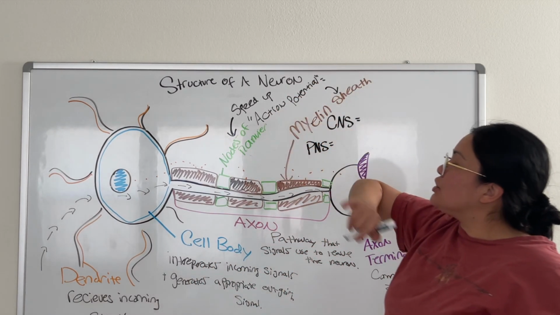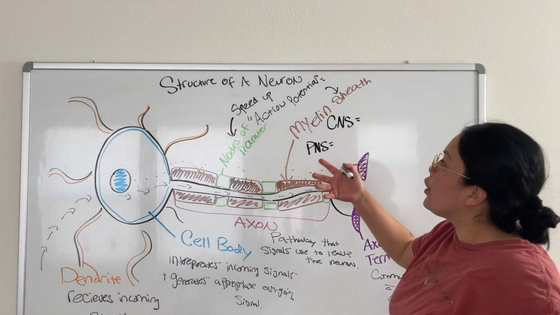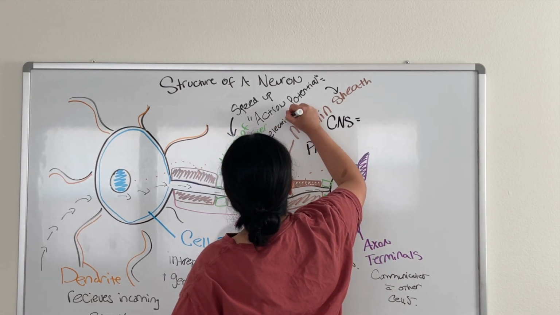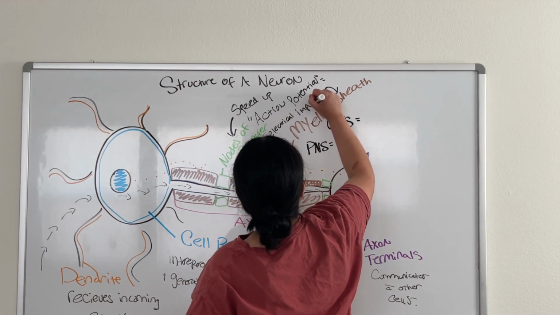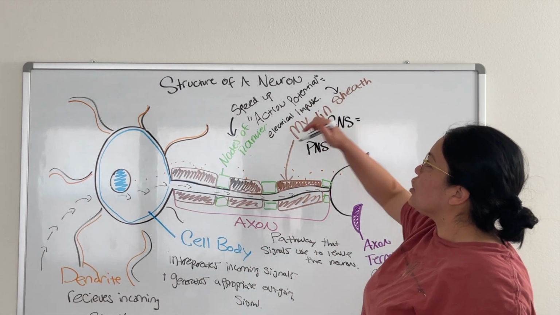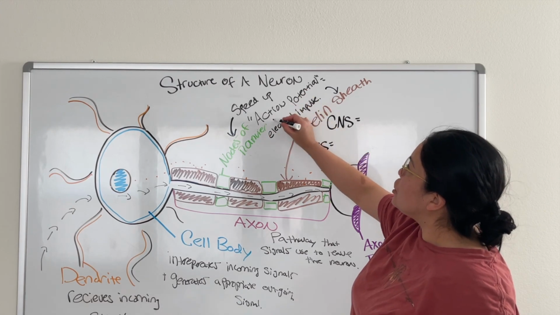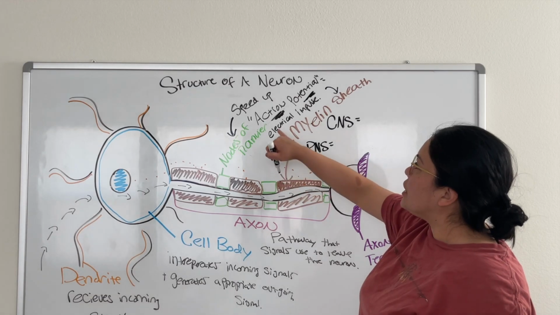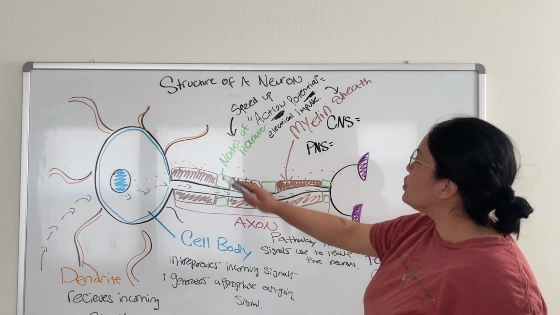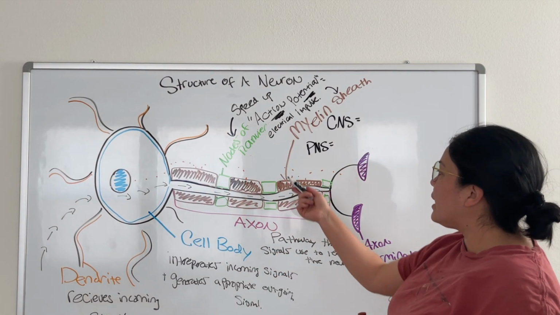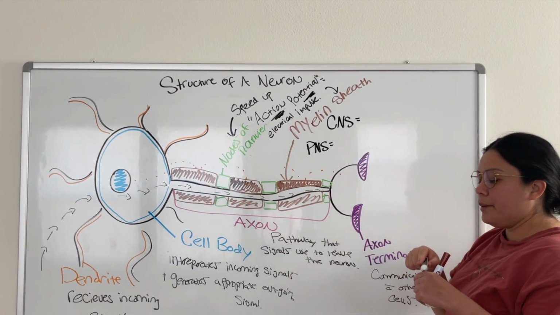So action potential is the most appropriate word for electrical impulse. You might not see the word electrical impulse on your exam. You might actually see the word action potential. So make sure you write that down. Action potential is electrical impulse. So the nodes of Ranvier and myelin sheath help speed up the action potential by allowing it to skip, okay?